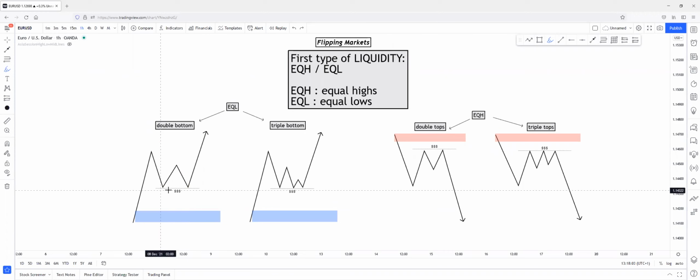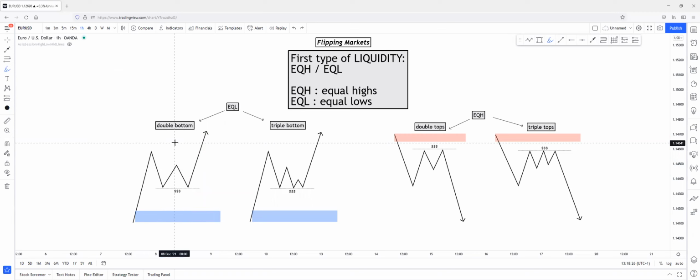After this pullback, the price couldn't break below the pullback phase low, so this low point. Instead of breaking below this low point and tapping into a demand zone, it created the second bottom. So this means we have a liquidity line here, which is perfectly equally lined up. And after this, price created a new high.